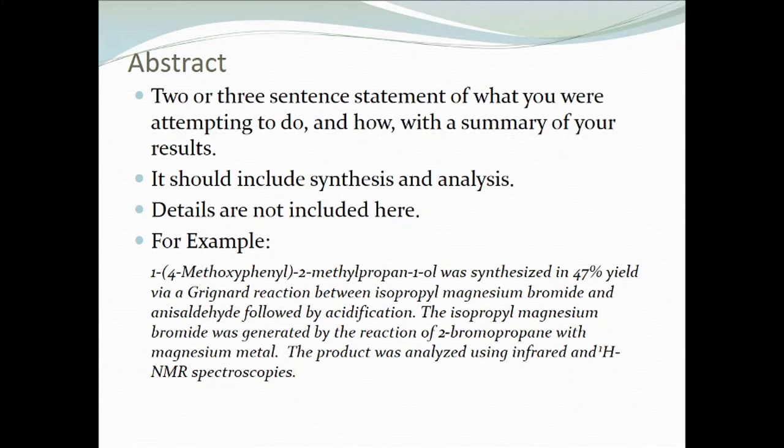The type of reaction is also given. In this case, it's a Grignard reaction. Of course, in your case, it's a nucleophilic substitution reaction, as well as the reactants. Again, the specific reactants are named. For example, here the reaction of 2-bromopropane with magnesium metal.